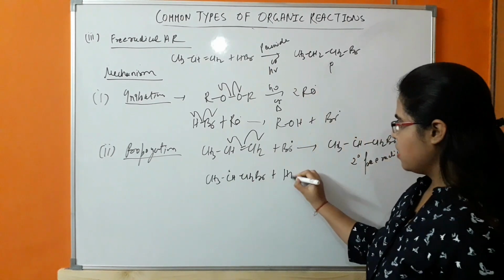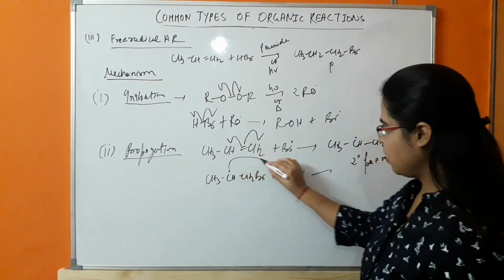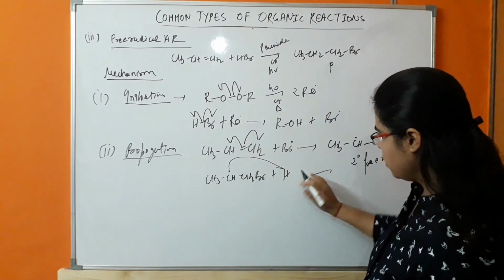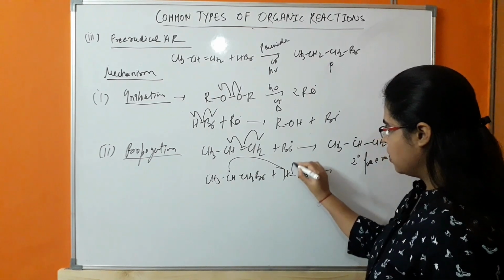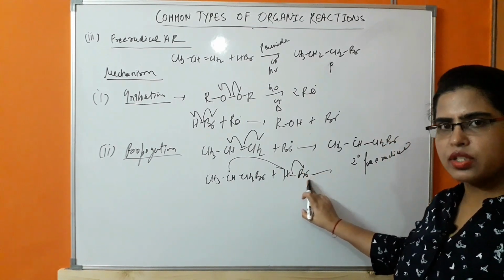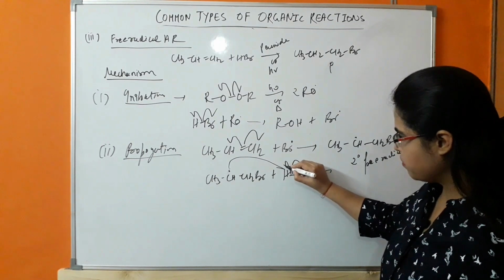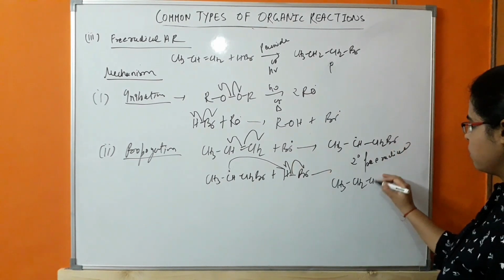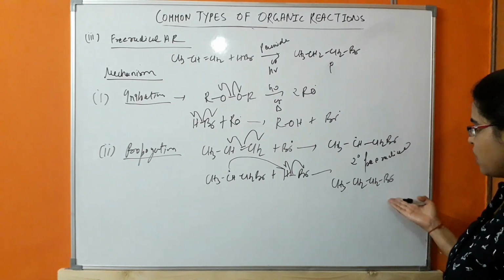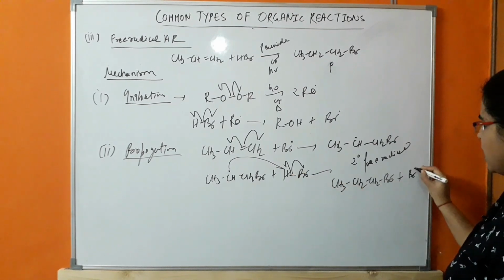Then it will further react again with HBr. So this free radical attacks this hydrogen, and in the bond of HBr, the odd electron will be shifted to this Br. It means there will be homolytic fission and formation of this primary alkyl bromide, that is propyl bromide, and removal of the Br free radical.